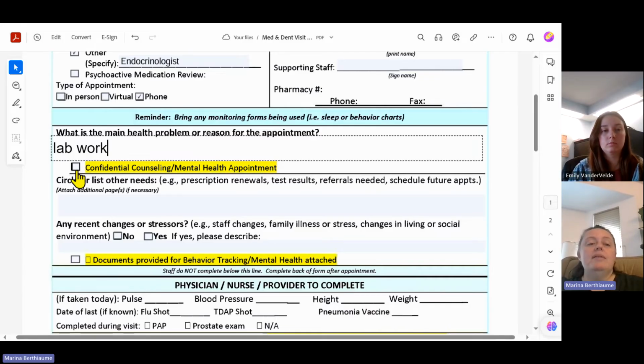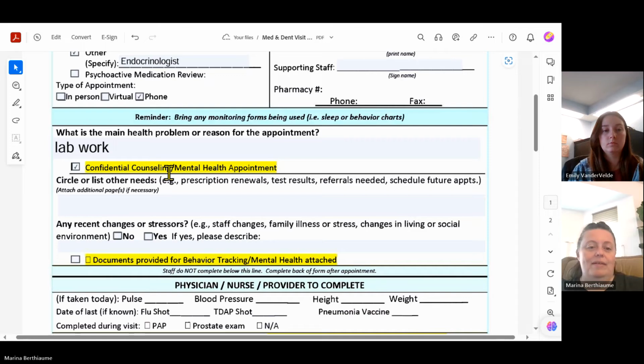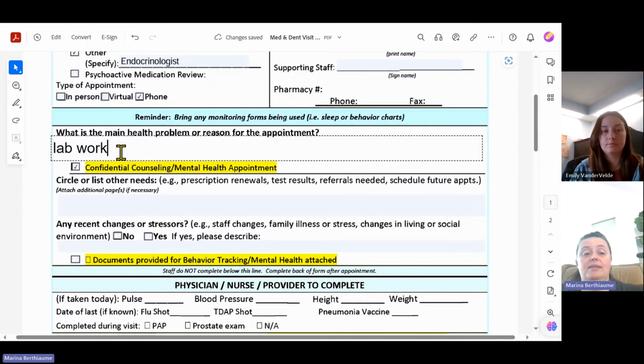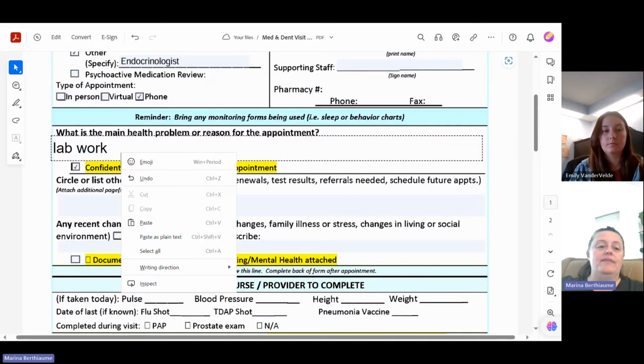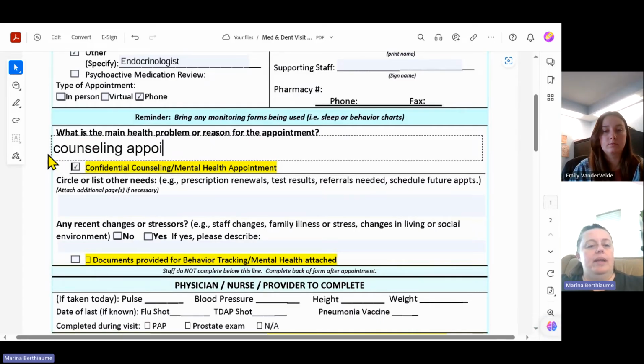If the person you're supporting is going into a mental health appointment, we will not be keeping a record of what happens in the appointment because it's confidential. So in those cases, you would check off the confidential counseling mental health appointment, just so that everyone knows why we're not actually writing down the details. But you would still fill this section out, saying counseling appointment.